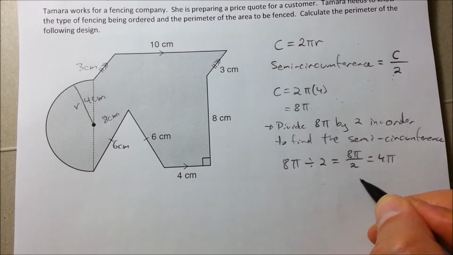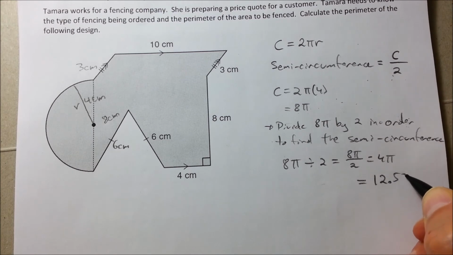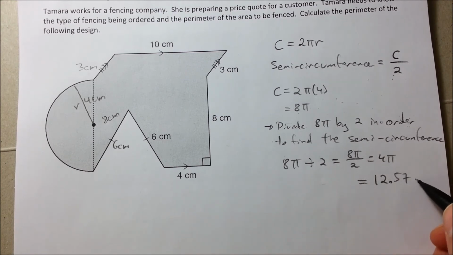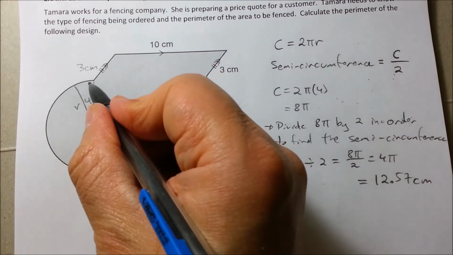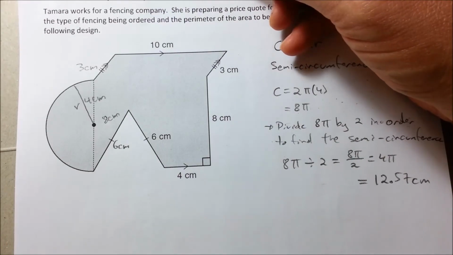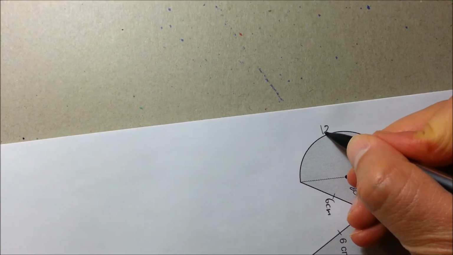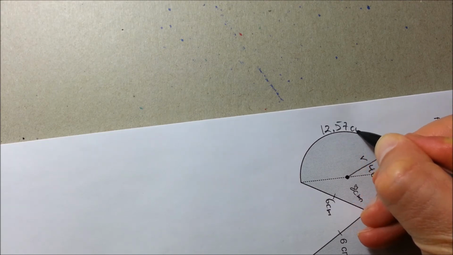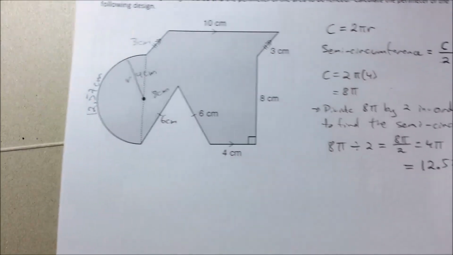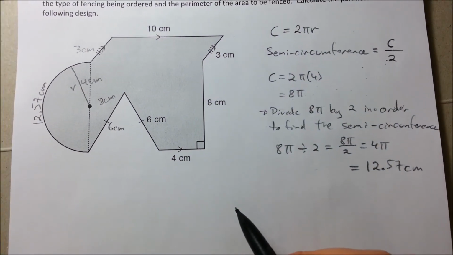4 pi is going to be equal to, you put it in your calculator and you get 12.57 centimeters, because those are the units for here. So that means that this length right here is 12.57 centimeters. In fact, I'm going to write it on top of here so that we can all see 12.57 centimeters.